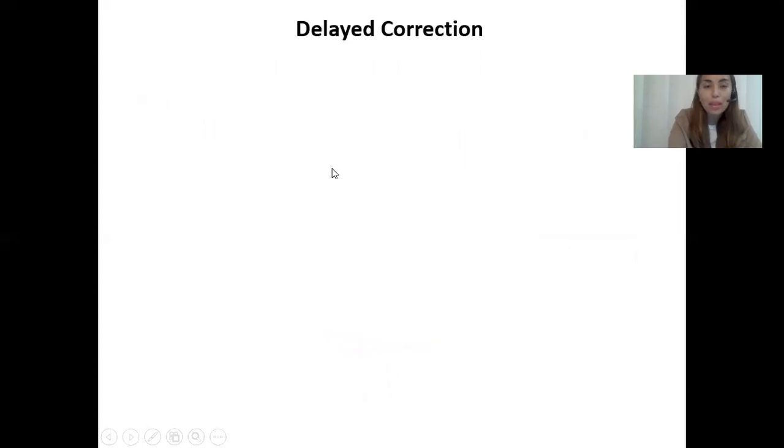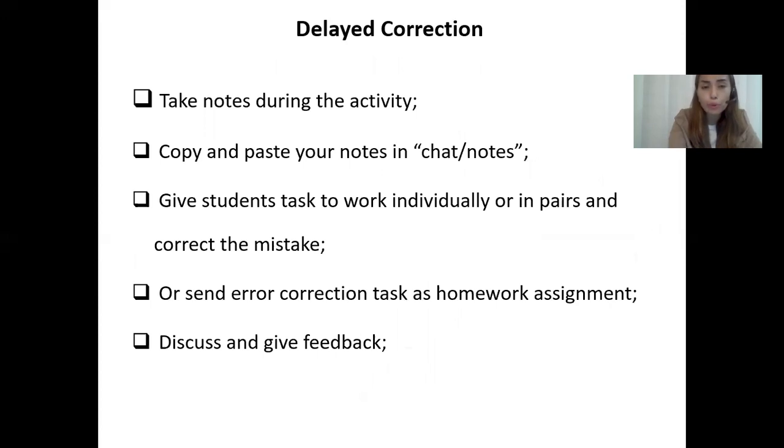As for delayed correction, there are main steps that we should follow. While students are talking, we should take notes and write down the mistakes they make. We should copy and paste these notes to the chat or notes, whatever software we are using. I used the chat section in Microsoft Teams, and the whole class can see these notes, and students can be given task to work either individually or in pairs and correct their mistakes, write their answers in the chat.